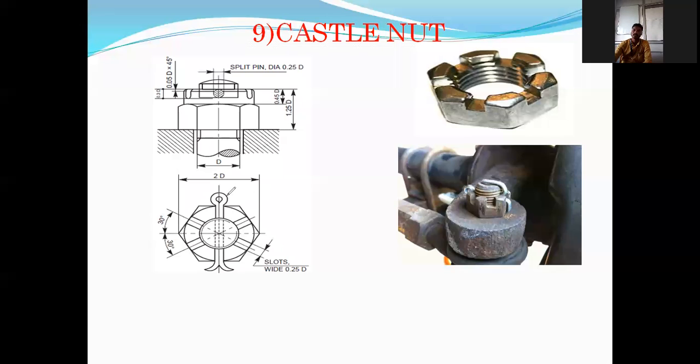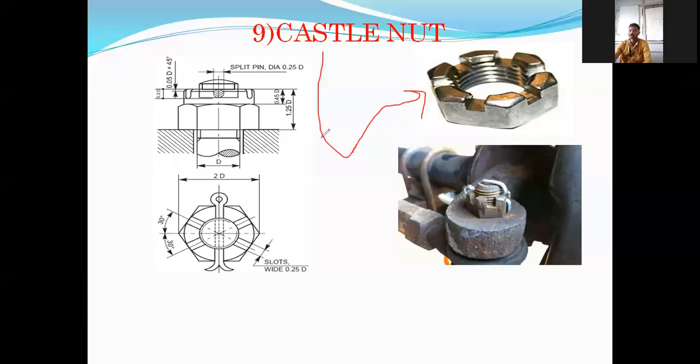Split pin is inserted. Here it is. So whatever I have drawn just now, the split pin is inserted, and its ends are diverged. Its ends are diverted or diverged, so that we can say that particular nut should not get loose due to vibration. What is done in this case? So the first diagram is the diagram of only the castle nut.